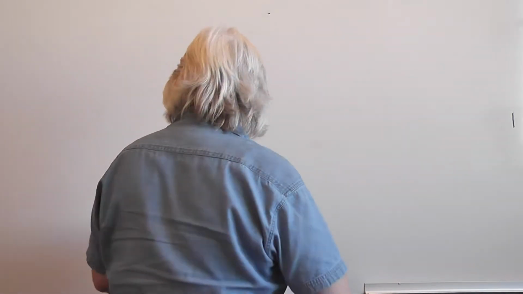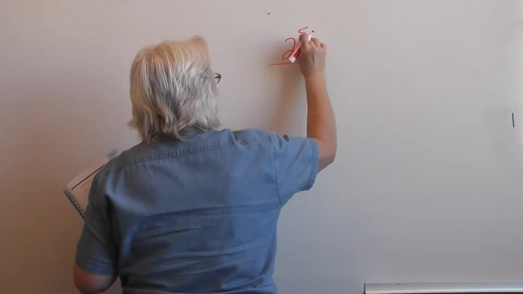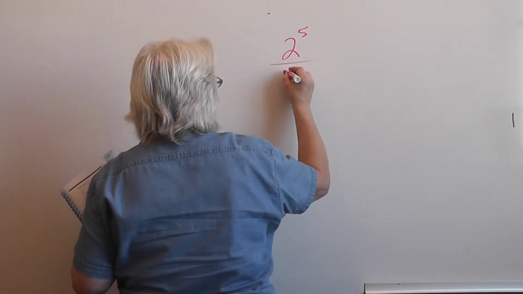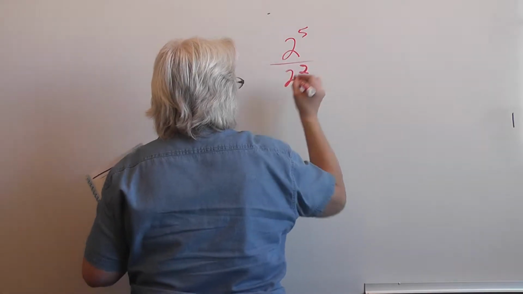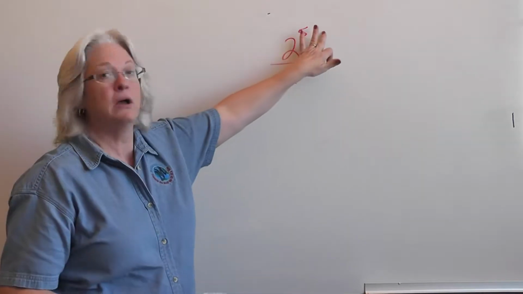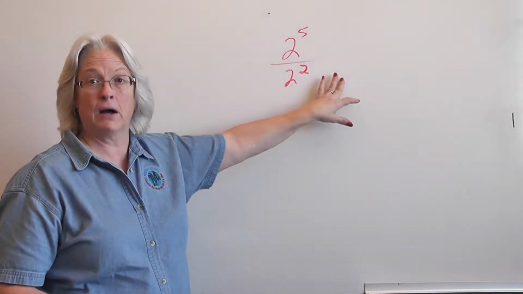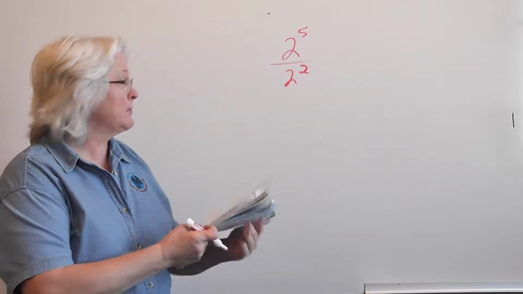What do you think we might do with division? Just guess off the top of your head as I write this. Let's consider, how are we going to solve this expression, 2 to the 5th divided by 2 squared? Or in other words, this is 2 to the 5th power divided by 2 to the 2nd power. What does 2 to the 5th power mean?